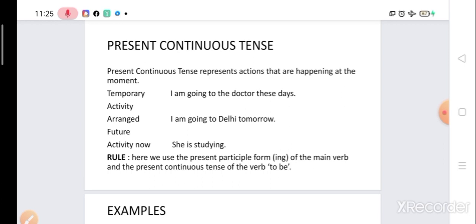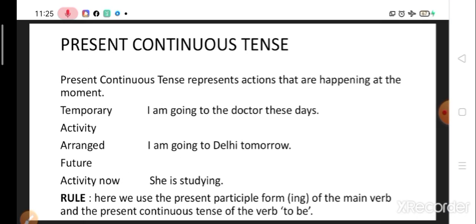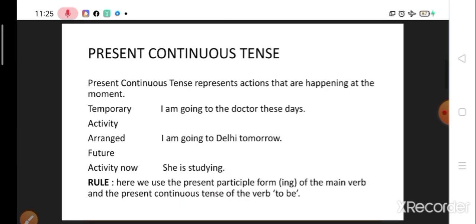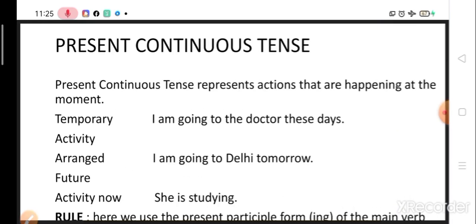Next tense, that is the present continuous tense. It is also called the present progressive tense, and this shows that there is a continuity in the action in the present. So present continuous tense represents actions that are happening at the moment, just now when we are speaking. So it is used to indicate temporary activity, like I am going to the doctor these days. This is for a temporary period.